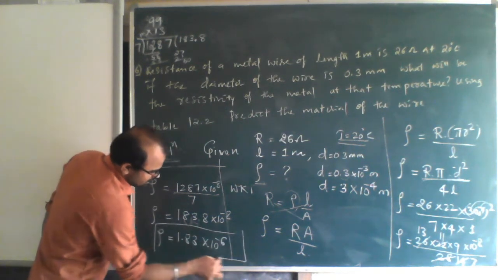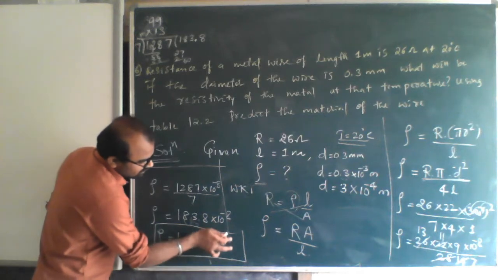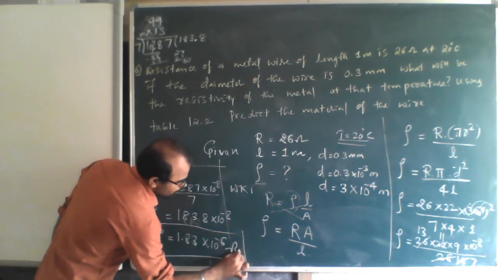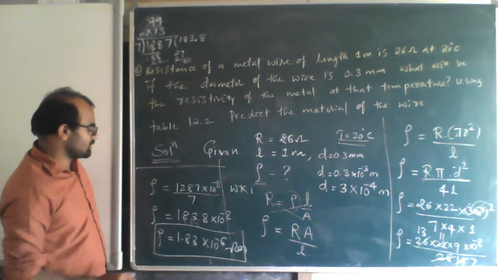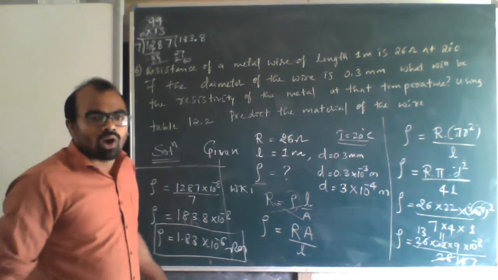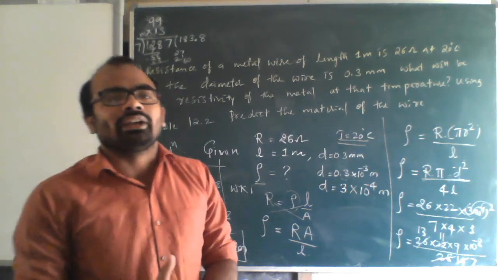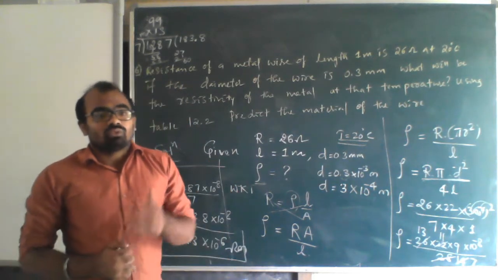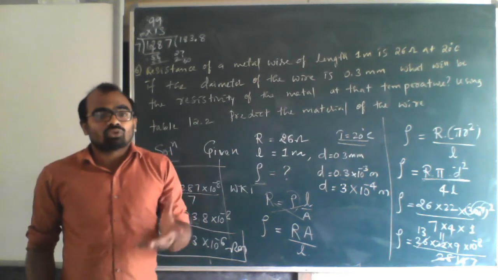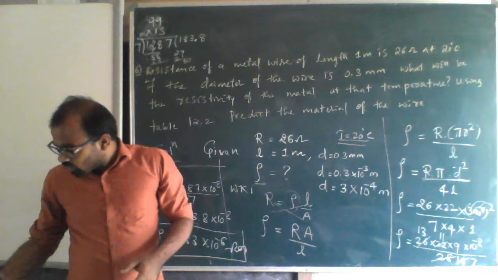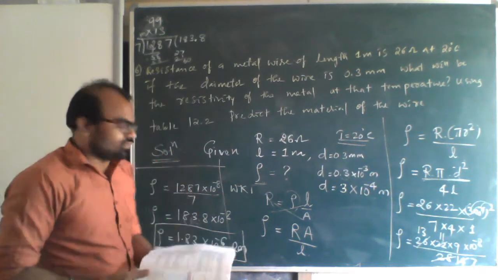resistivity. What is the SI unit of resistivity? Please tell me. That is ohm meter. SI unit of resistivity is ohm meter. 1.83 into 10 to the power minus 6 ohm meter. Now we will check this in table 12.2, which is having 1.83 or 1.84 nearly.